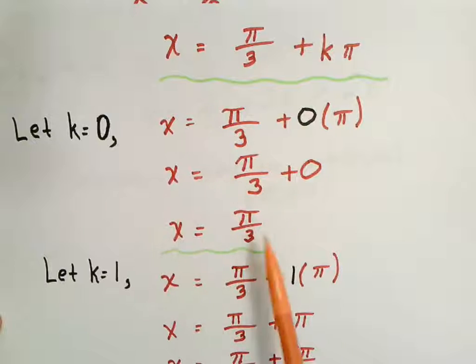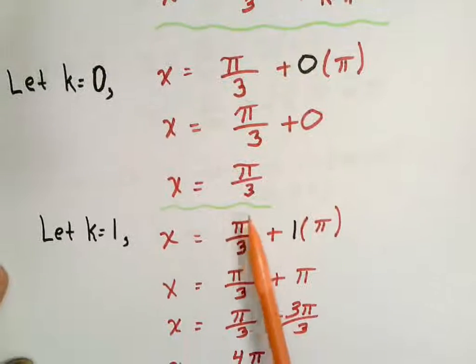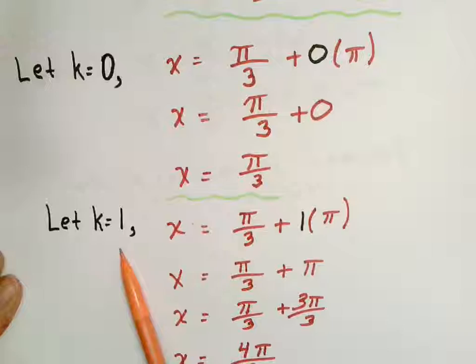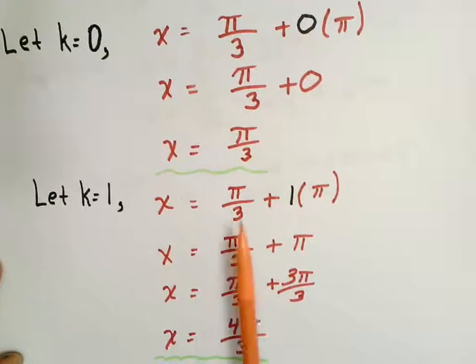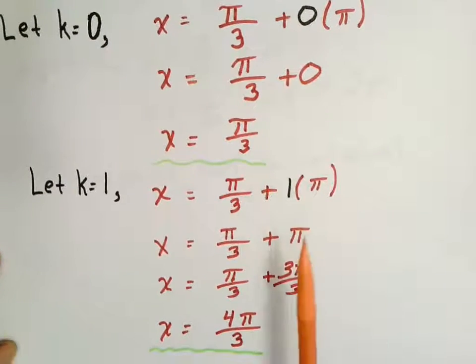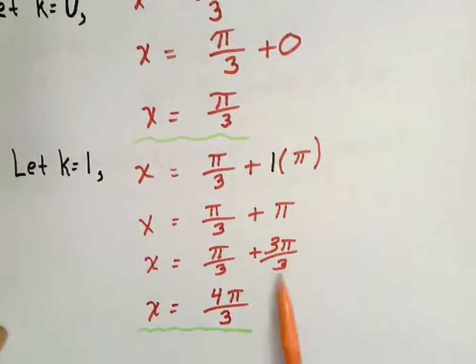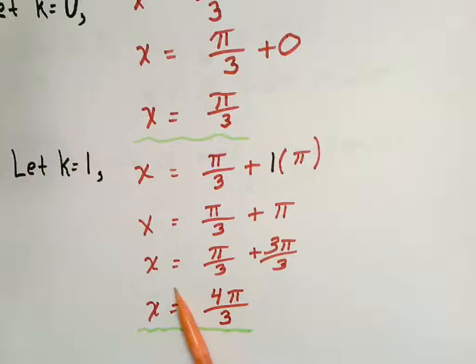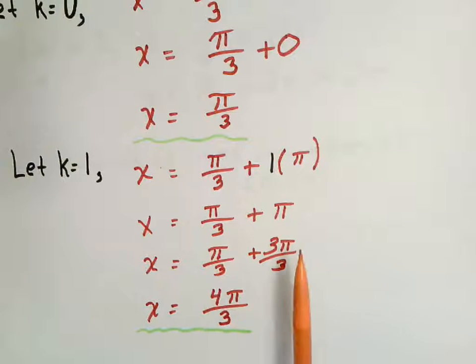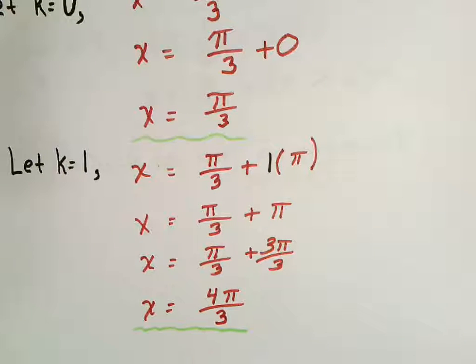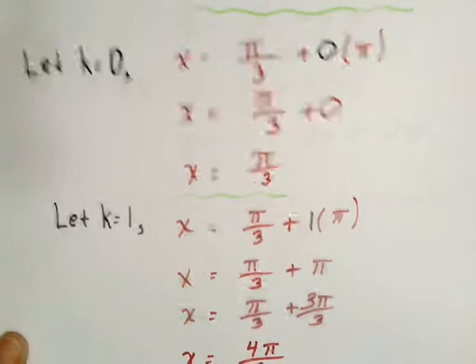So x will be equal to pi over 3. That's one answer. It's another solution. Here we're going to let k equal 1. So we have 1 times the pi, which is the pi. But pi is 3 pi over 3, like denominator, so we can add them. 1 pi over 3 plus 3 pi over 3 gives us 4 pi over 3. So here is another solution. So we've got k equals 0, k equals 1.